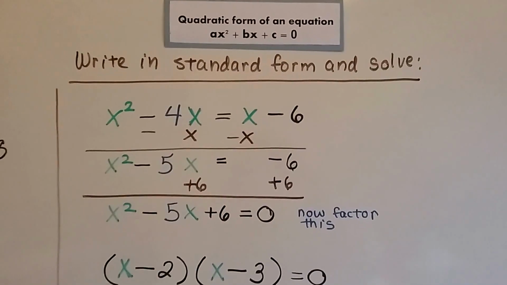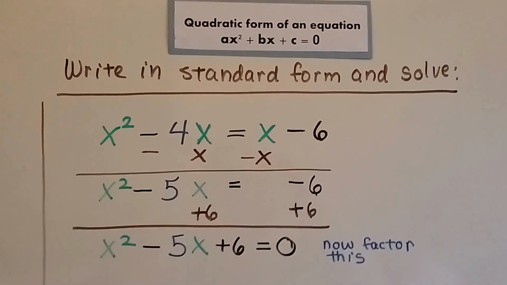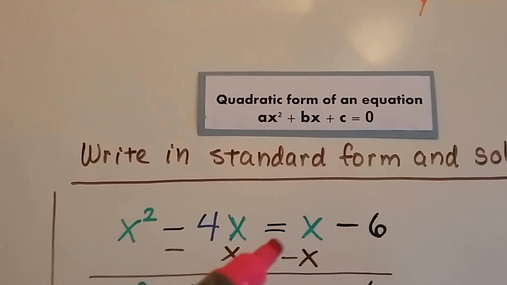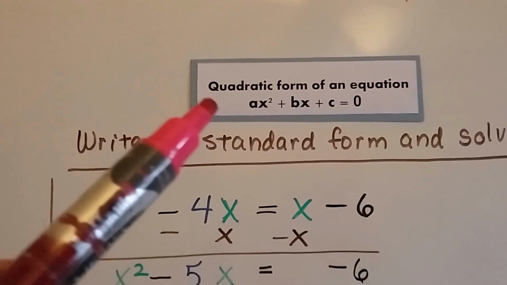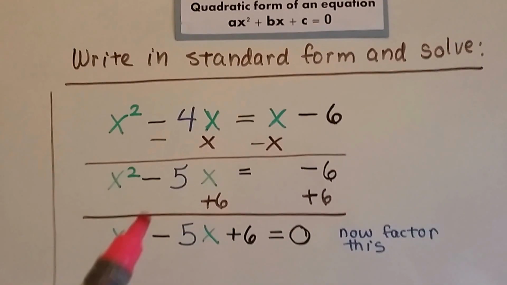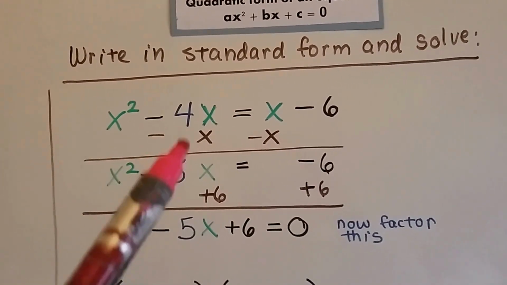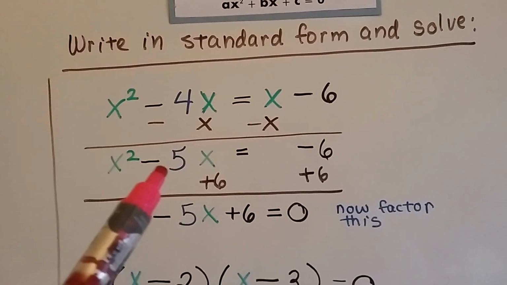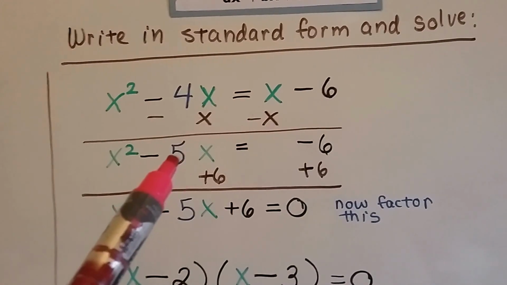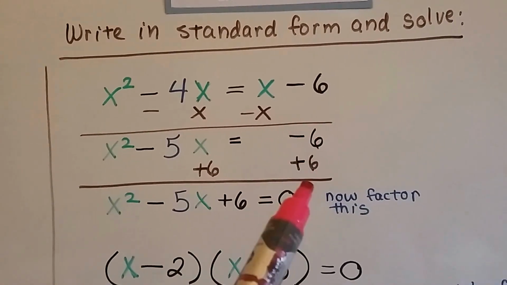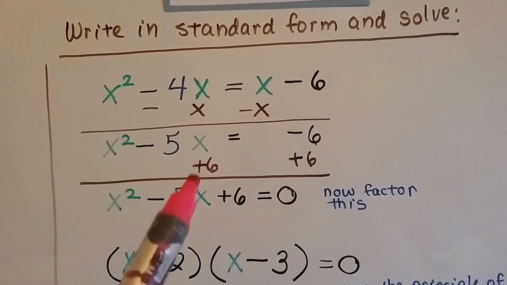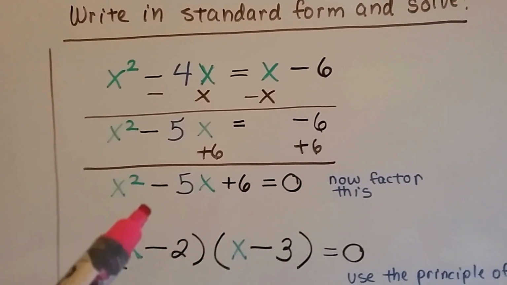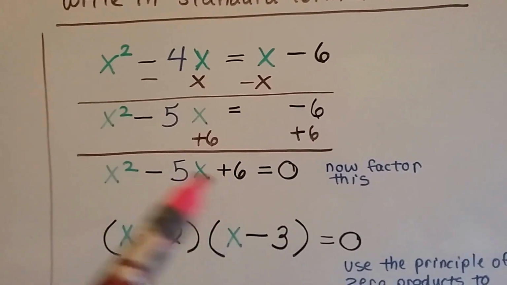It needs to be written in standard form and solved. So they gave us this equation, x squared minus 4x equals x minus 6. We need to write it into that standard form. We have an invisible 1 here, don't we? So when we take away an x from this side and take away an x from this side, we end up with minus 5x here. And this minus 6 drops down. Now we can add 6 to both sides so that we can set this side to 0. And now we have x squared minus 5x plus 6 on this side of the equal sign.